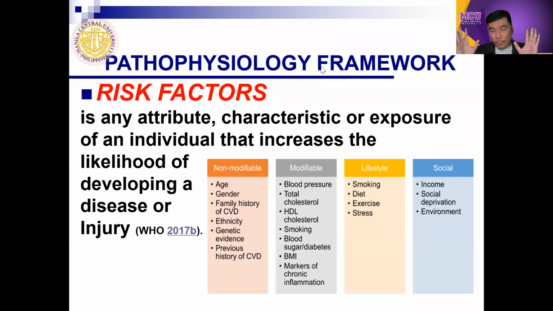So class, what are the modifiable risk factors? Expect findings of results of vital signs can be modifiable risk factors. Second, results of diagnostic examinations are considered as modifiable risk factors. So since vital signs, we have indicated here blood pressure. Since we have considered diagnostic examination, level of cholesterol, we have blood sugar, we have the markers of chronic inflammation.